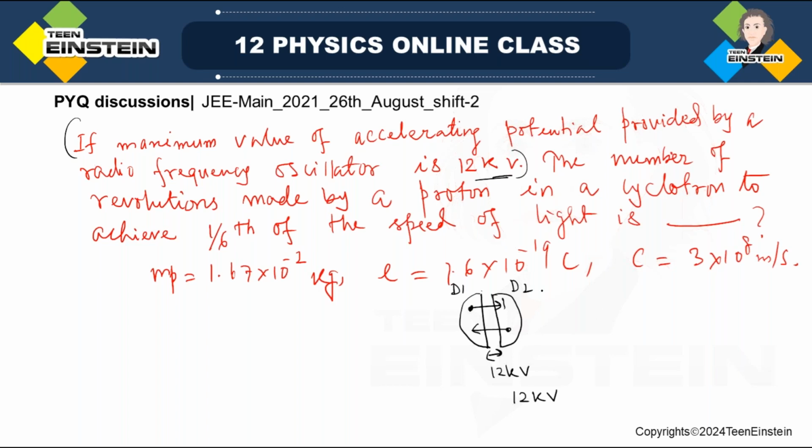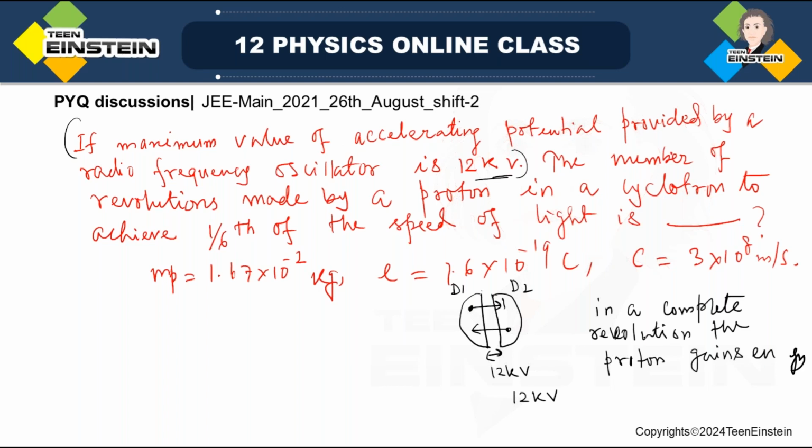Okay, so that means in a complete revolution, the proton gains energy, how much? 2 into q into the potential difference V, right? This much energy the proton is gaining.